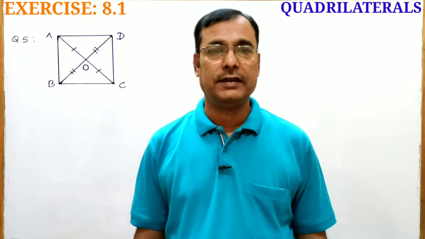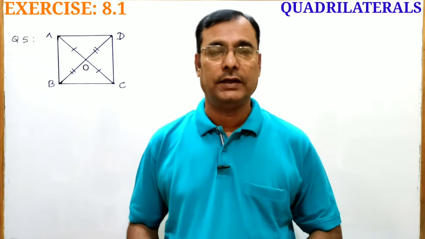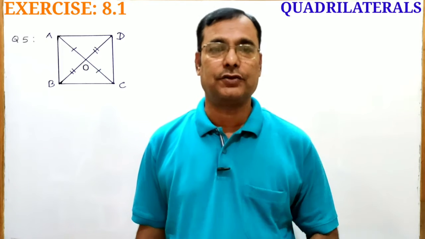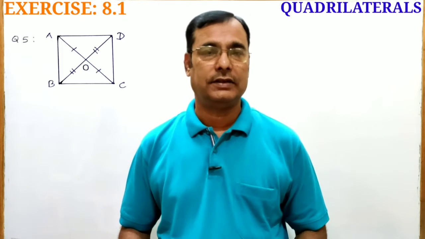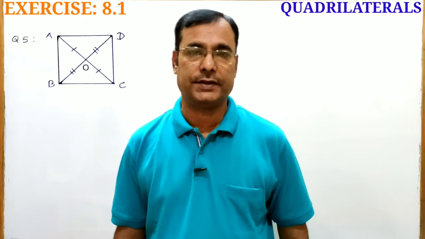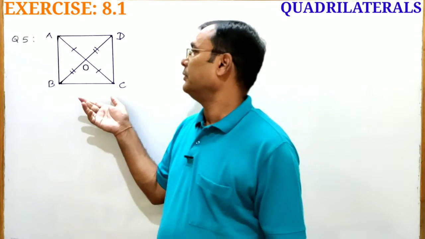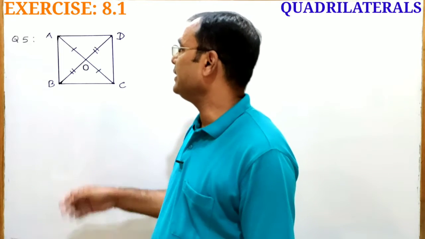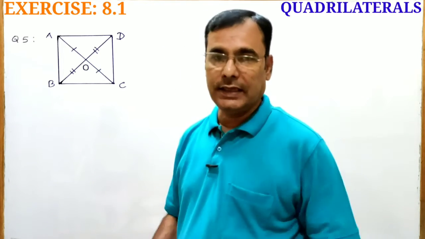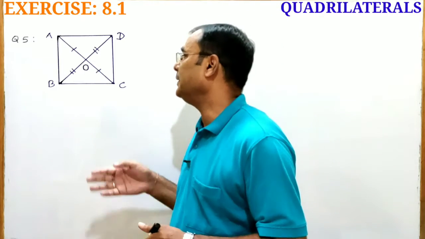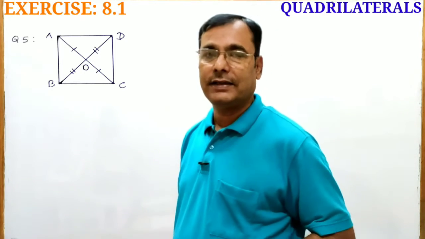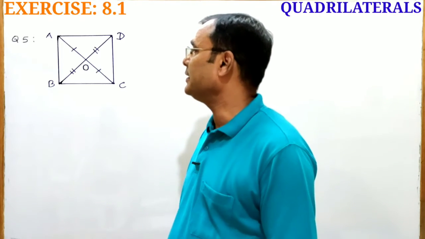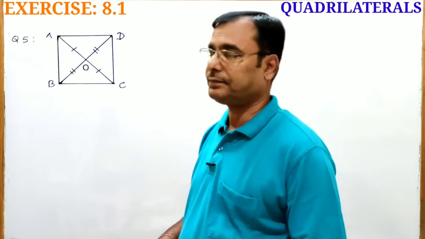Prove that if the diagonals of a quadrilateral are equal and bisect each other at right angles, then it is a square. This question is just the converse of the previous question. In this figure, we have drawn a quadrilateral ABCD whose diagonals AC and BD are equal, and also diagonals AC and BD bisect each other at right angles. Then we have to prove that this quadrilateral ABCD is a square.